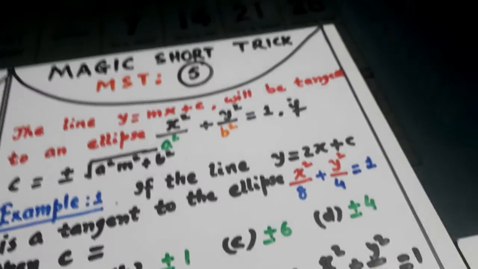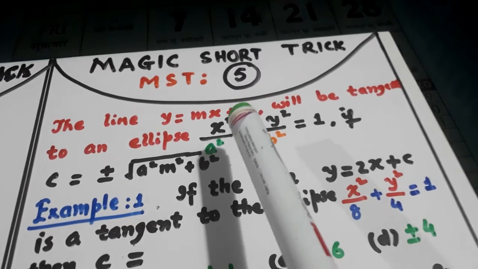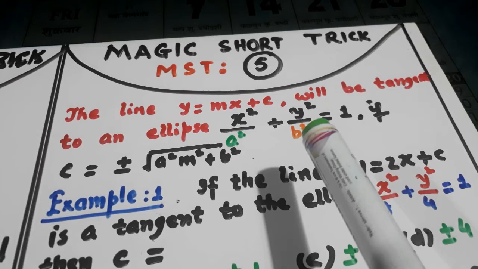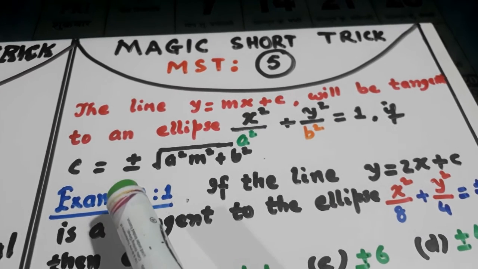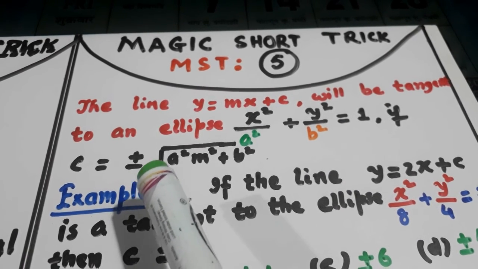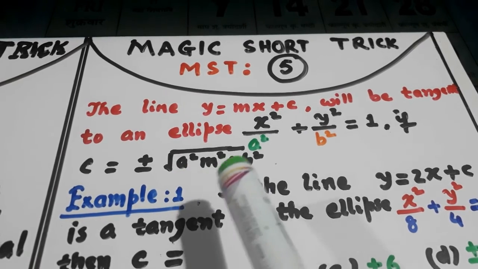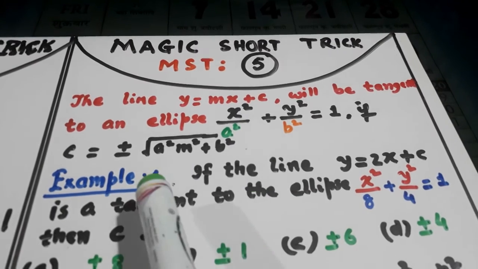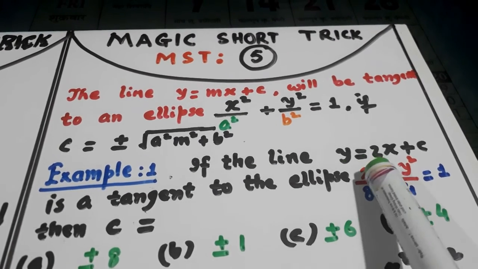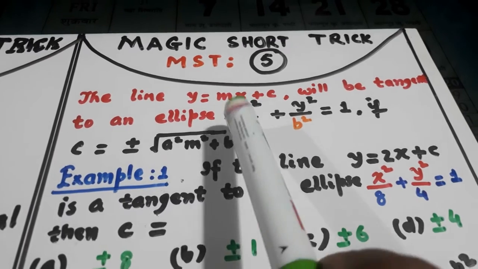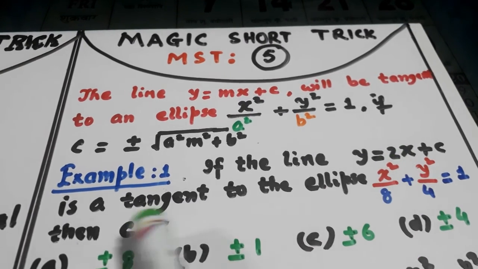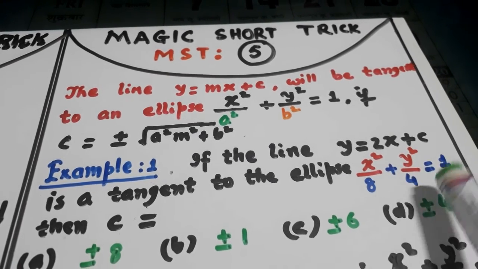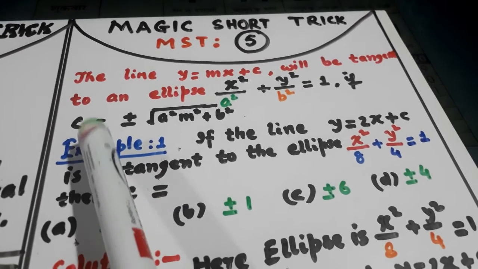Now let us go to the last one. The line y is equal to mx plus c will be tangent to an ellipse x square over a square plus y square over b square equal to 1 if c is equal to plus minus under root a square m square plus b square. Now, here in the example, the line y is equal to 2x plus c. Comparing with mx plus c, m will be 2. It is a tangent to the ellipse x square over 8 plus y square over 4 equal to 1, then find the value of c.